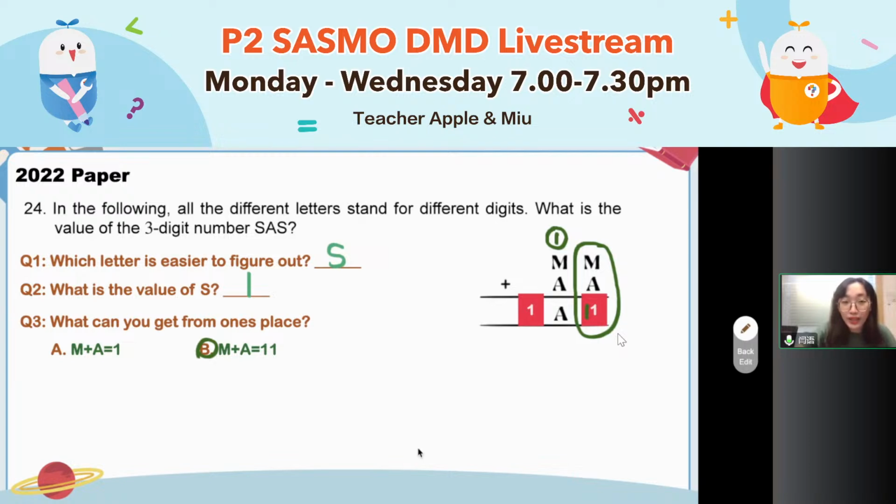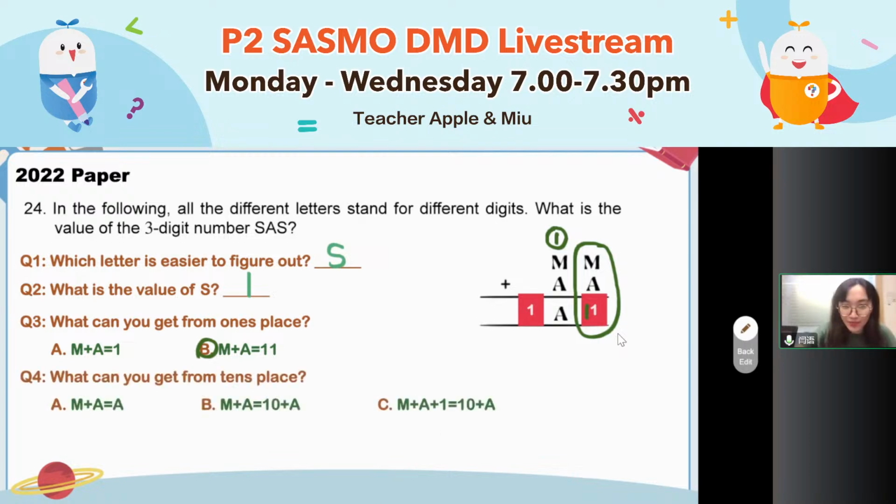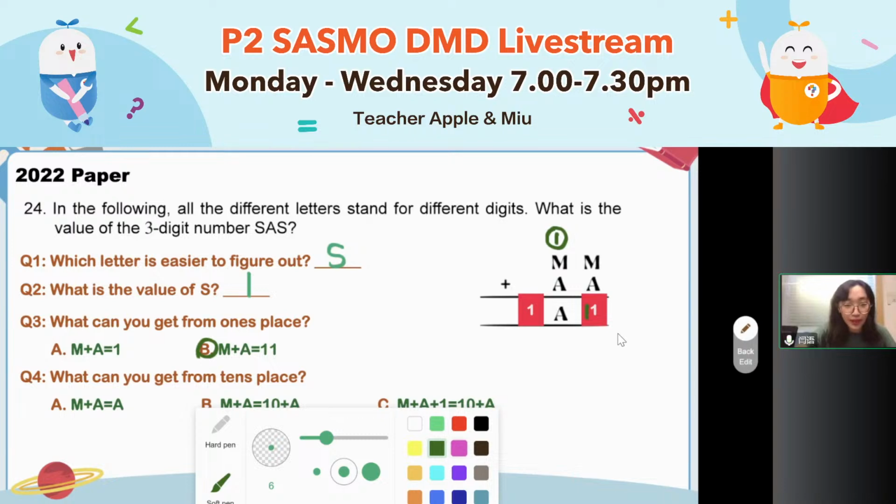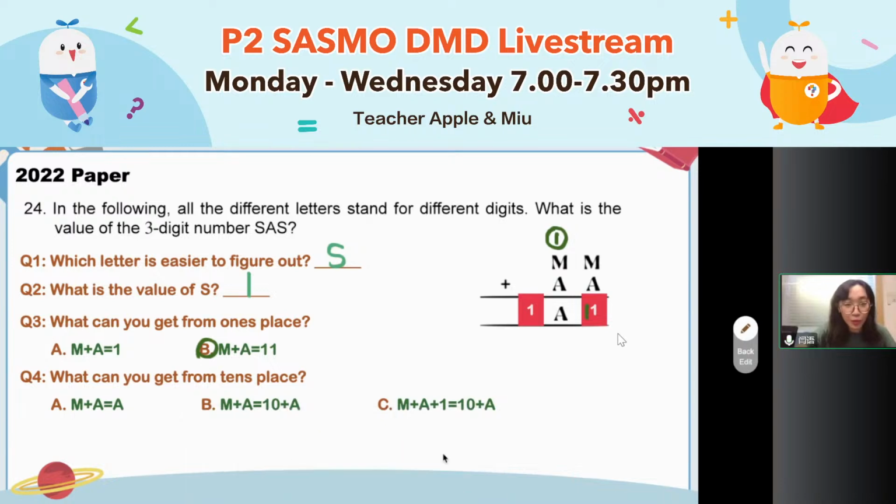And after this, what can you get from tens place? Okay, this is another challenging question. Think about it. What can you get here? Okay, let me erase the ones place. For tens place, what can you get? A, B, or C? Is it M plus A equals A? Actually, no, right? Because we already know that here, look, I just circle it.